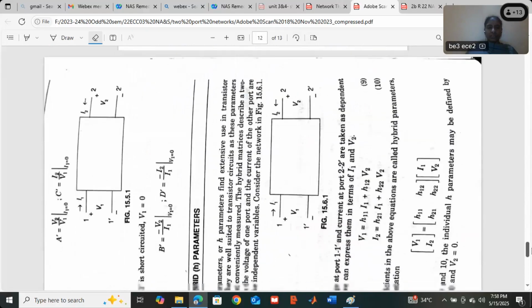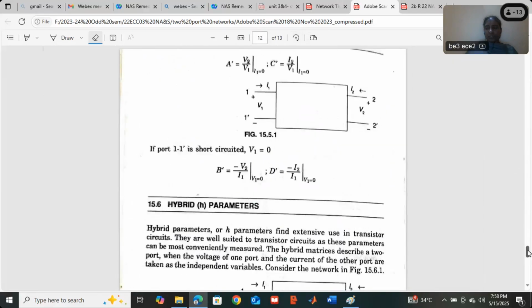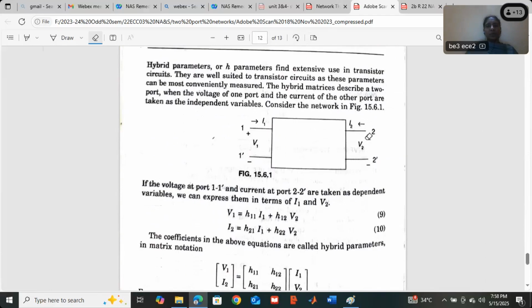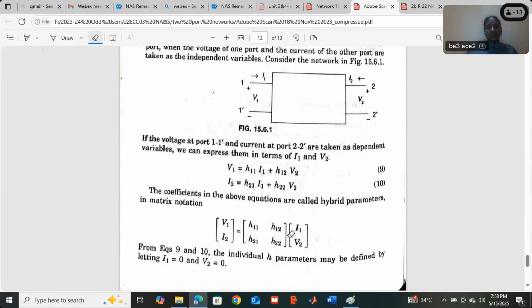This is inverse ABCD, H parameters. In H parameters also there is a block diagram: input side V1, I1, output side V2, I2. When you write the matrix form into equations, these are the two equations that will come out. This is the matrix form I have written on the first page. Row into column, if you write, the first equation will come. Row into column, if you write, the second equation will come. The first equation is for V1, the second equation for I2.